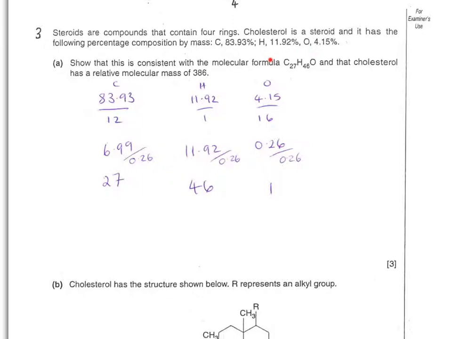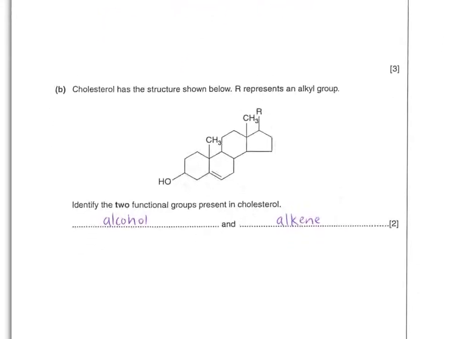and then to show that the molecular formula is this, with quite high numbers of carbons and hydrogens but with only one oxygen, we divide through these three numbers here by the smallest of the three, which is 0.26. So we divide all three by that, giving us the ratio here that's in the molecular formula given in the question. So that's the question answered.